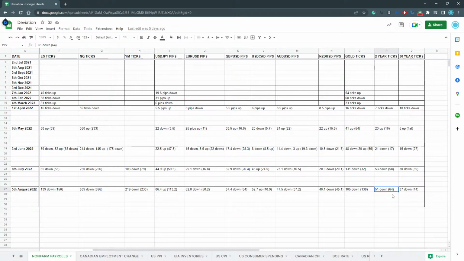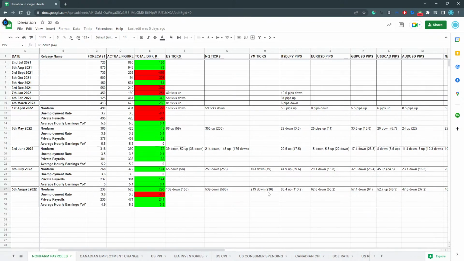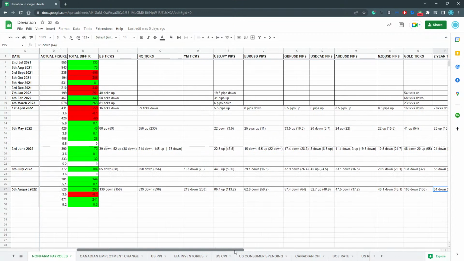And then after about 10 minutes of trading, that's what the brackets represent, it was down by about 64 ticks. On the 30-year bond, we were down 37 ticks, and after about 10 minutes of trading, the 30-year bond price was down 44 ticks. But the key thing is the 2-year bond price had seen the biggest reaction. The dollar yen has seen the biggest reaction. And also, of course, gold has seen a much bigger reaction too.